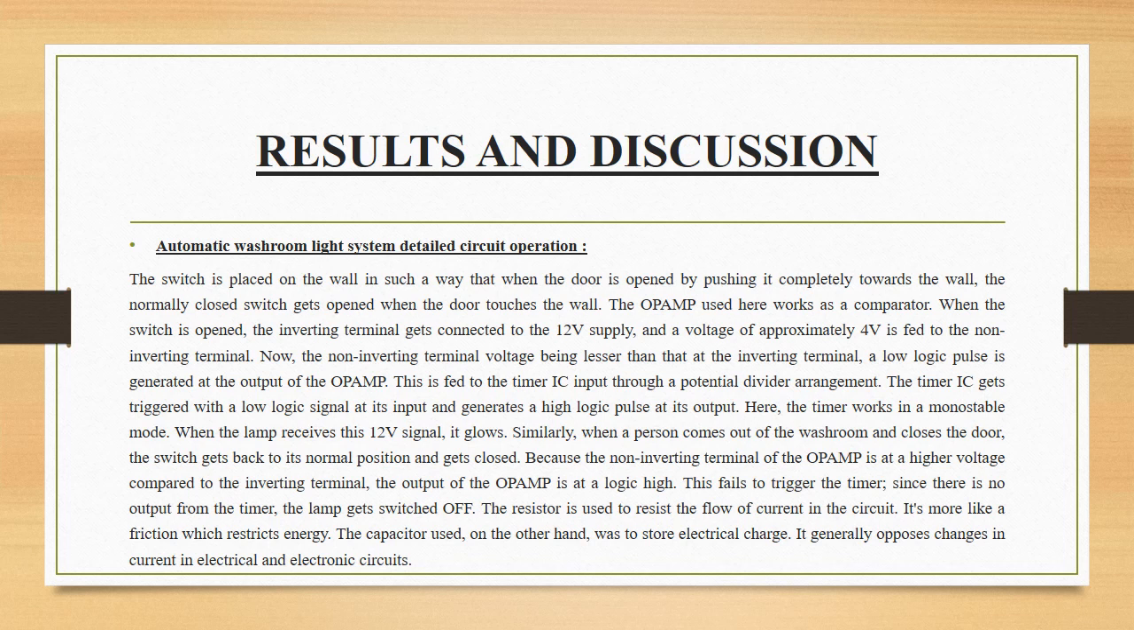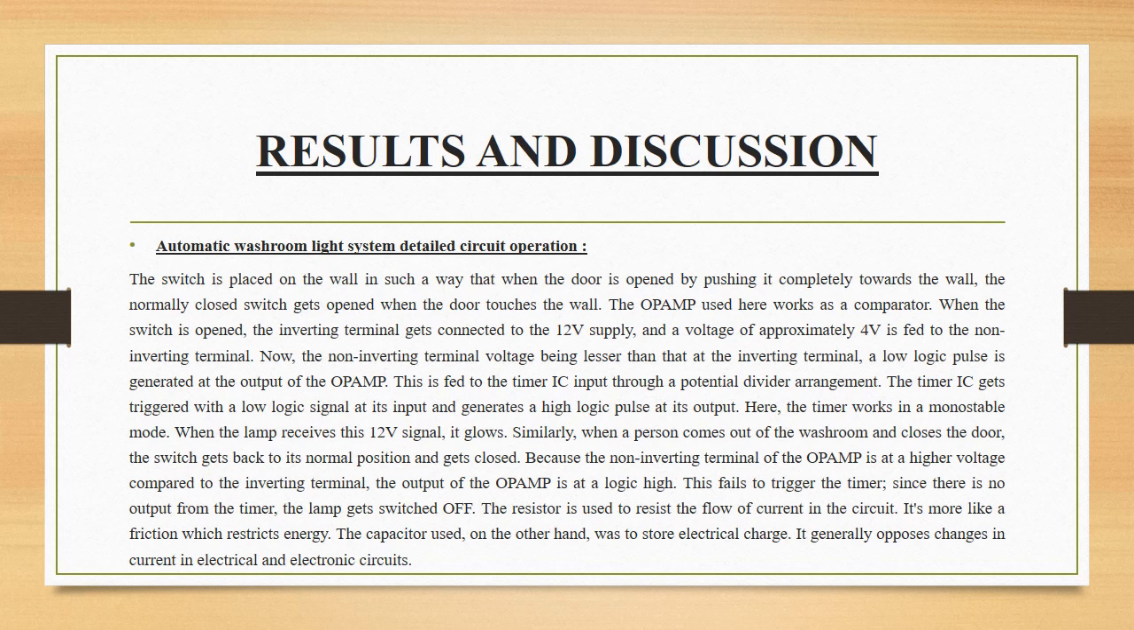Here I would like to highlight the automatic washroom light system's detailed circuit operation. Here's the discussion that we have written. The switch is placed on the wall in such a way that when the door is opened by pushing it completely towards the wall, the normally closed switch gets opened when the door touches the wall. So that's the entire scenario that will be happening.